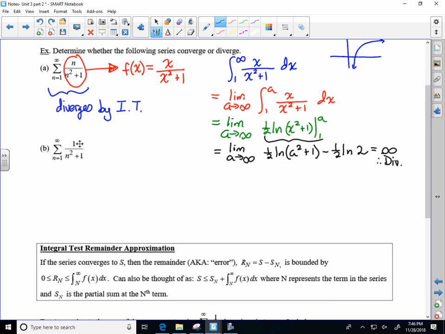Same deal here. You try the nth term test, plug in an infinity for the n. 0. All right. Nth term test failed. Now I try something else. Next thing down the line would be the integral test, and that's where we are. So, going from 1 to infinity, and you can cut out some of the fluff here too, obviously. The integral of 1 over x squared plus 1 dx.